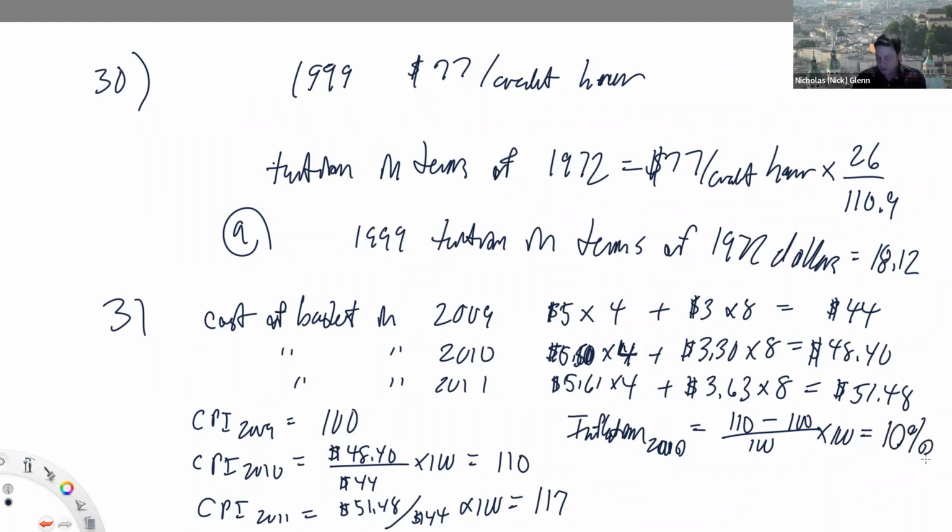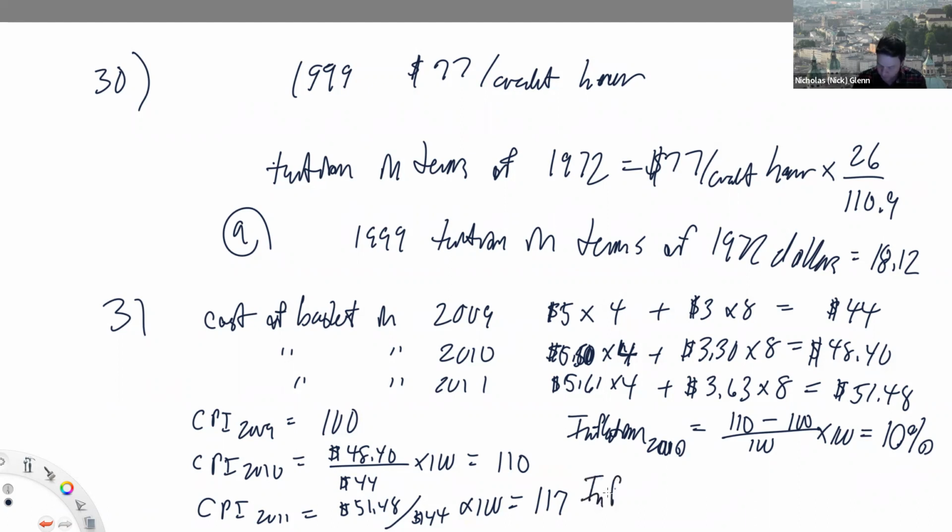Okay. Once again, inflation, when you're calculating it, you use whatever price index for the current year that you're trying to determine it for, subtract by the previous year's, divide it by the previous year's, multiply by 100. And that gives you the inflation rate.